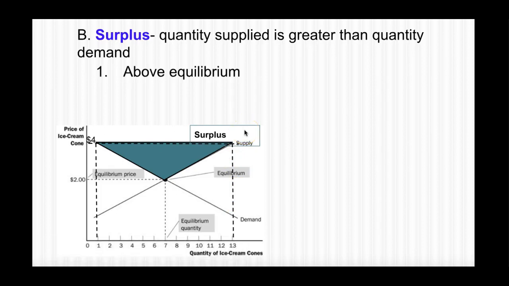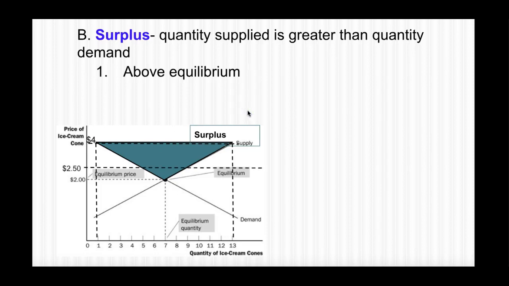So how much of a surplus am I going to have? How many ice cream cones am I going to have sitting around melting? 12, right? Because 13 minus 1 is 12. So our ice cream salesperson decides that's way too expensive. I'm not selling enough, so I'm going to drop the price.